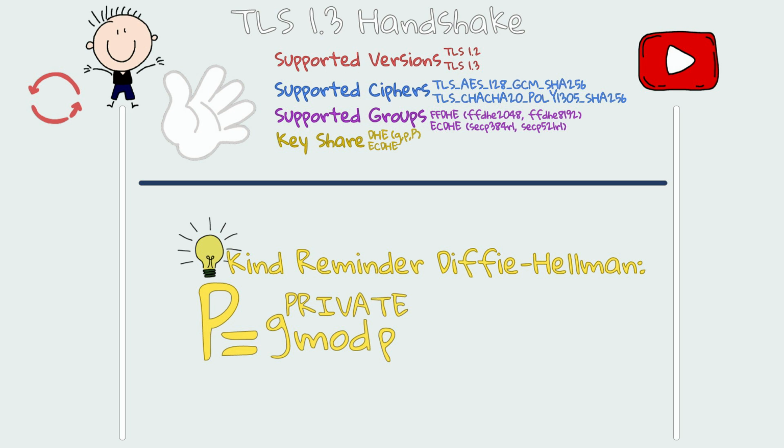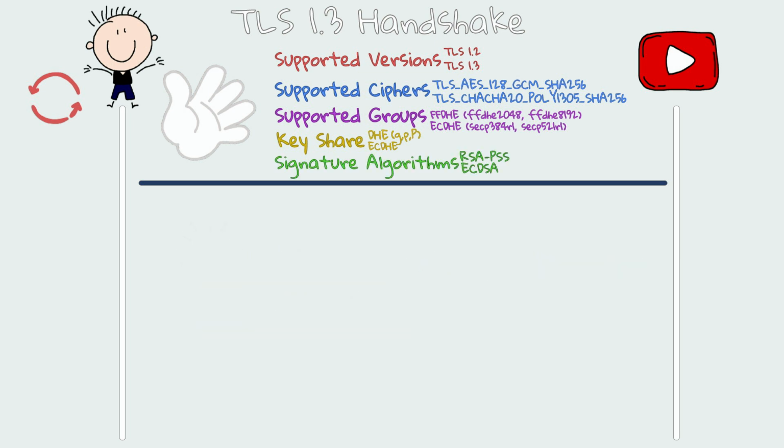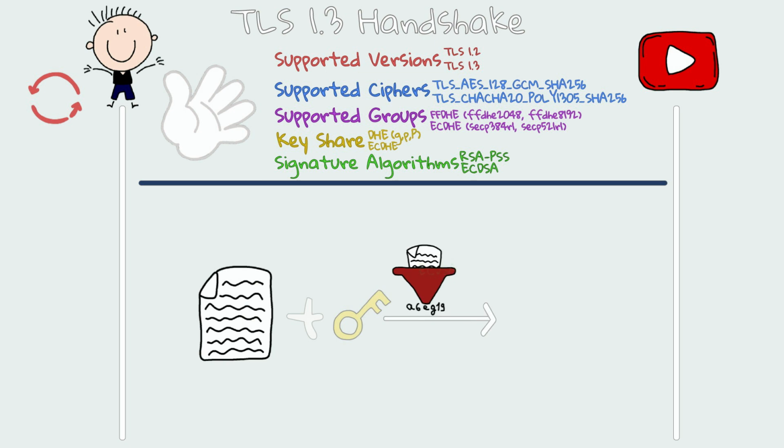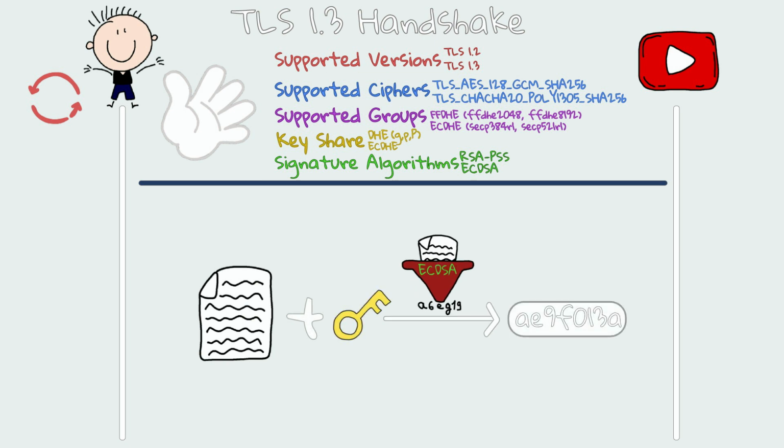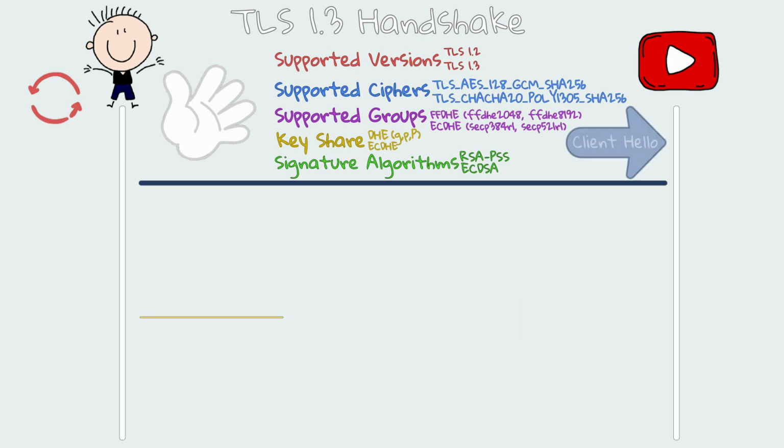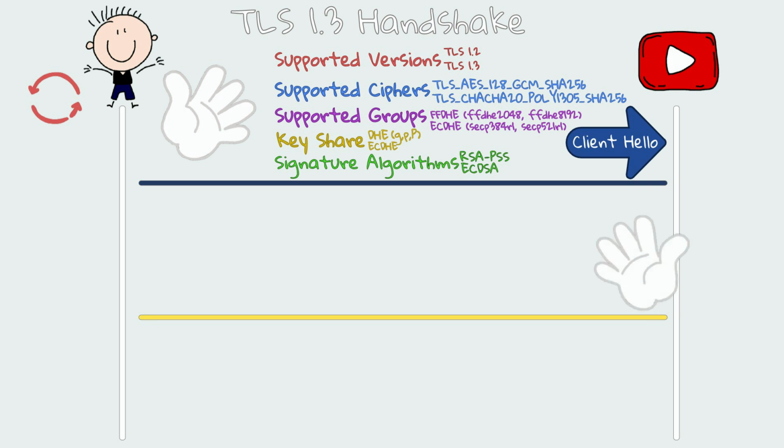Last but not least, the client hello message will include a list of supported signature algorithms. Based on this field, the server will pick a signature algorithm to use for generating the message authentication code of the handshake. When the server receives the client hello message, it will reply with a server hello message.